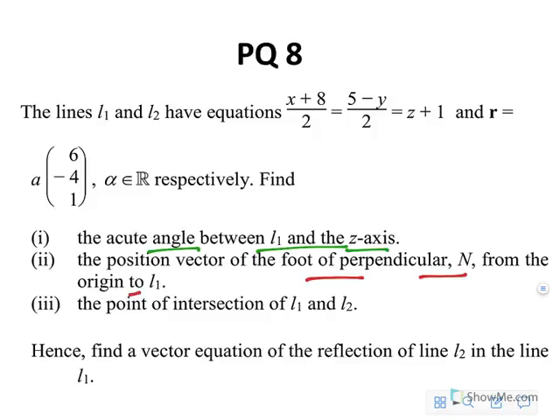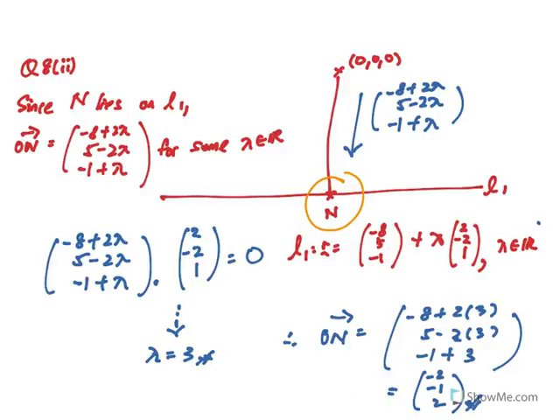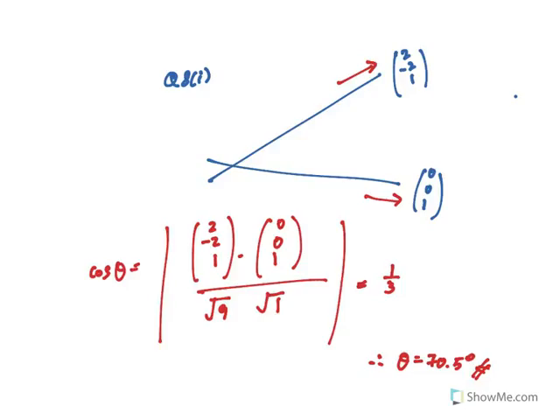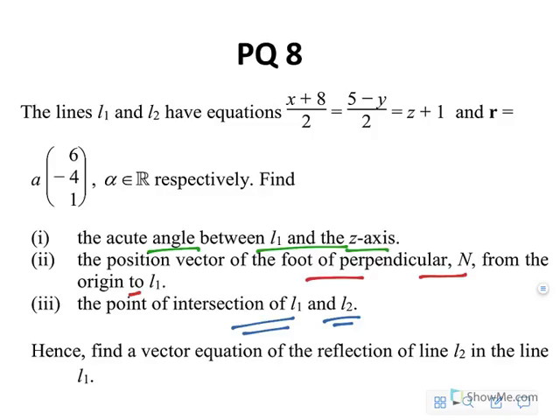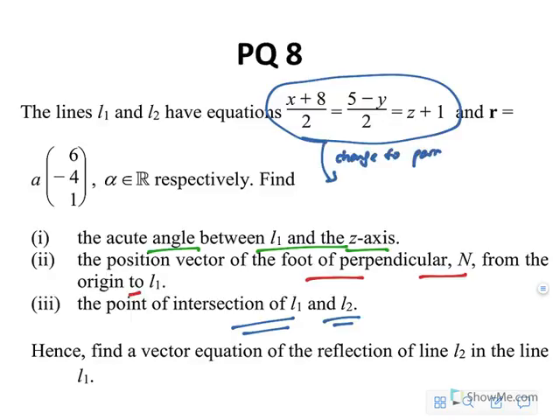Find the point of intersection of line 1 and line 2. It's not difficult. So with that, how do we find it? Quickly we know the equation for the first one: x plus 8 over 2. For this, what do we do with it? Change to parametric. Very good. Can I ask for the parametric equation of this?